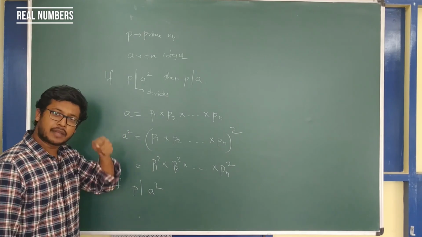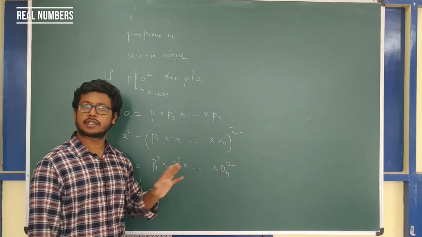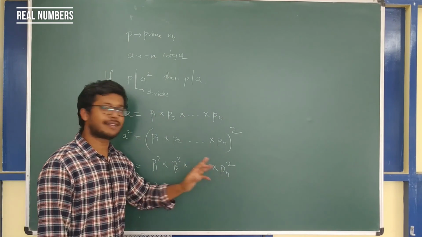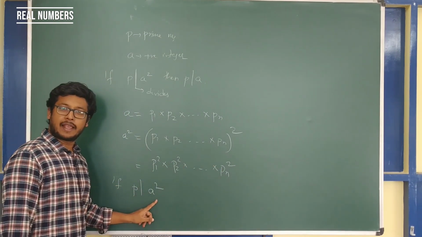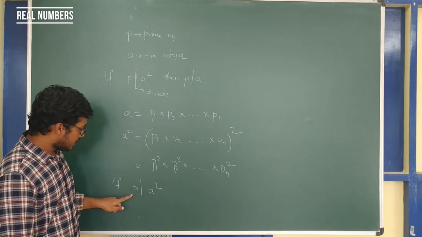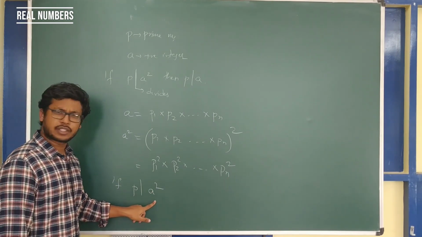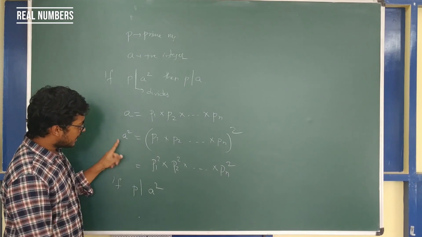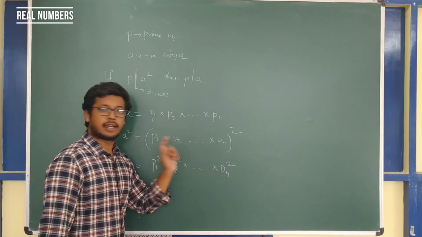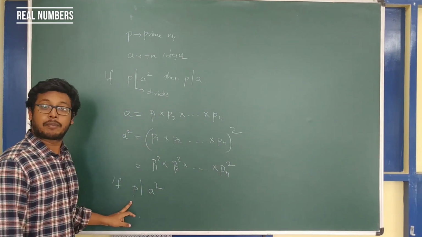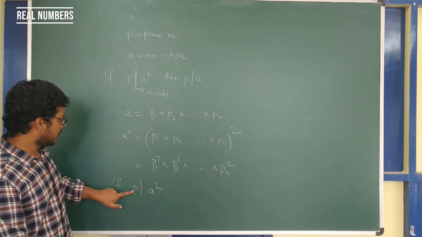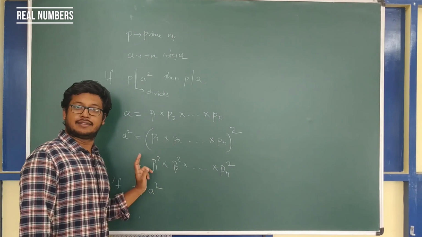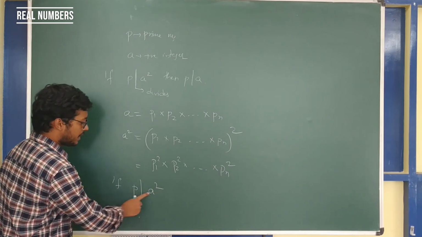So, a square's prime factors are p1 square, p2 square up to pn square. Apart from p1 up to pn, there are no other prime factors. But when I say p divides a square, I am claiming that p is another prime number which divides a square. But I just said that a square's prime factors are only p1 to pn. So, when is this possible? It is possible only if p is one of these. I hope you understood this one.